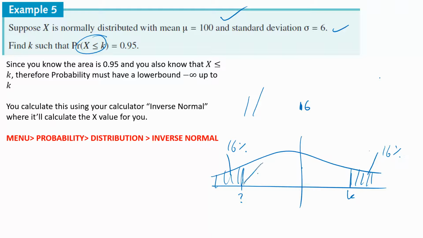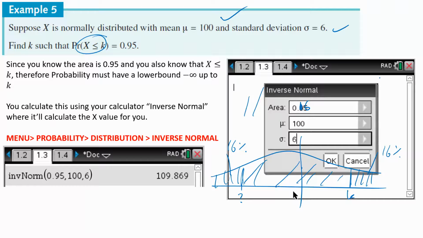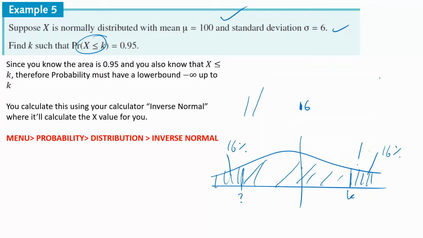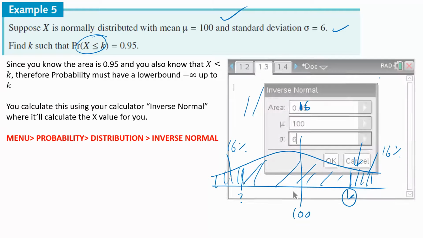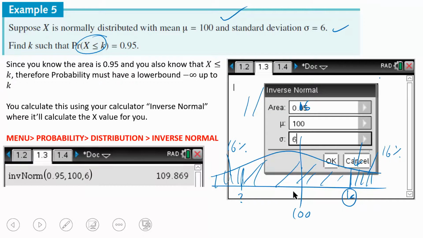Why isn't it this region? Because that's clearly bigger than 16%. So it had to be this k value that you're looking for. This is the k value, and this k value is obviously bigger than the mean, logically. Does that kind of make sense? Yes, no? All right. So inverse normal only calculates from left to right.